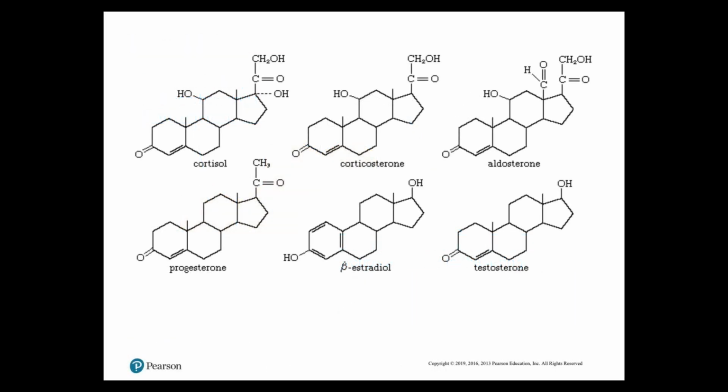This figure shows different examples of steroids, and again, no, you will not be asked to recognize any one of them, just maybe to recognize the general structure. So we have cortisol and corticosterone. These are our stress hormones. Aldosterone, we'll learn its important function next semester. It is related to blood pressure. Progesterone and estradiol, those are female hormones, and testosterone is a male hormone.